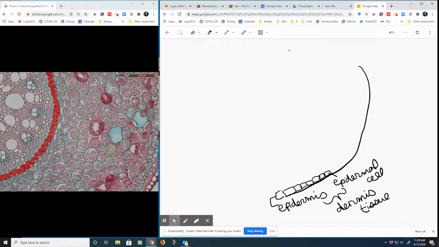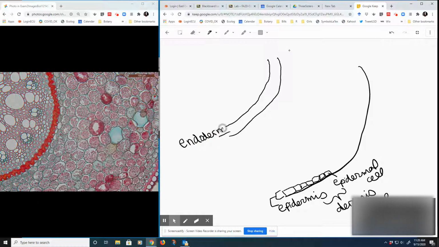Okay. The next layer, and actually I'm going to come in quite a bit and do this layer in here, because that really distinguishes the region between the two. This very thick dark red area, that is the endodermis. And between these two areas, this whole region would be the cortex.